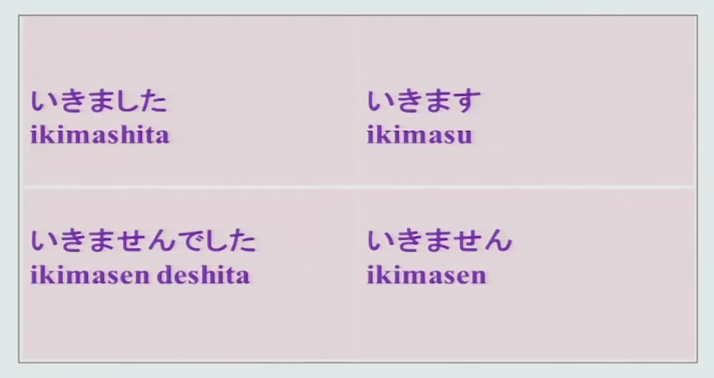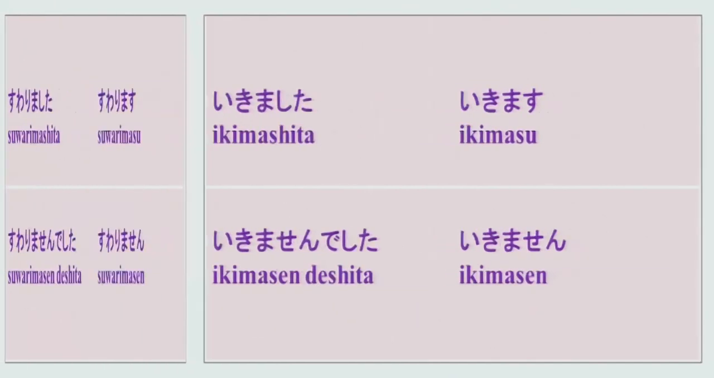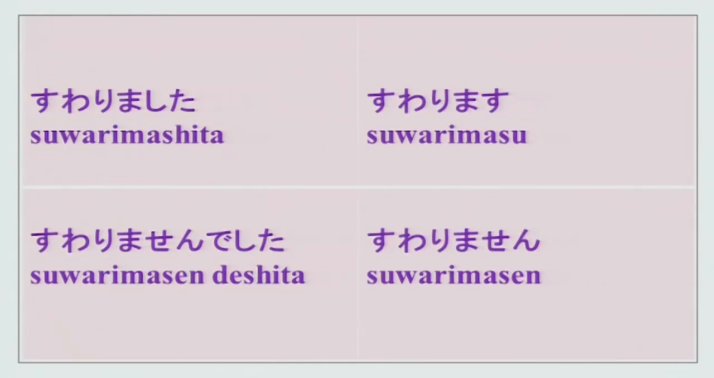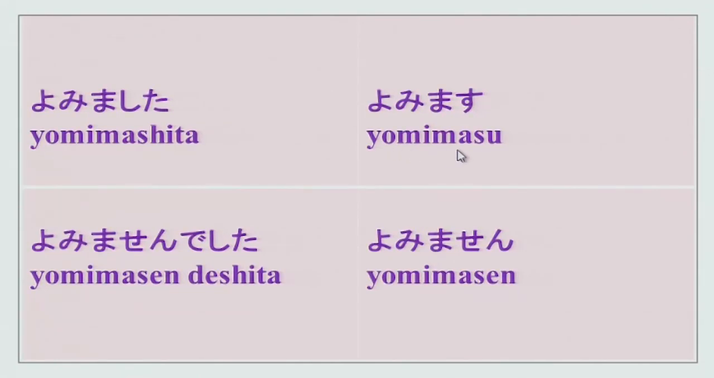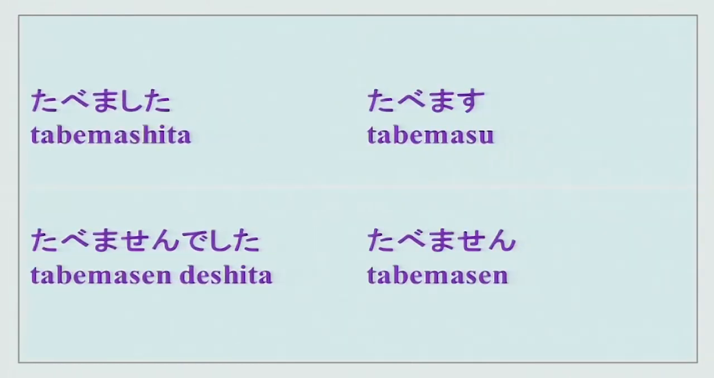Well, I just told you ikimasu, ikimasen, ikimashita, ikimasen deshita. This you already know. We have done it a number of times. We have been making sentences. Well, you have another one here. Suwarimasu, suwarimasen, suwarimashita, suwarimasen deshita. Now, we have yomimasu, yomimasen, yomimashita, yomimasen deshita. Tabemasu, tabemasen, tabemashita, tabemasen deshita.